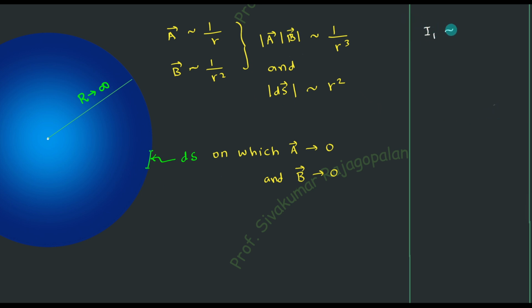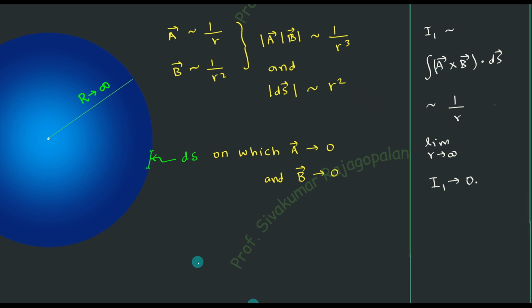I1 is the integral of A cross B dot ds. The entire product will go like 1 over r. You know how the 1 over r has come? You are multiplying these two: 1 by r cube multiplied by r square, then 1 by r will come. Now you take the limit. In the limit of r tends to infinity, the integral goes to 0. So the reasoning and explanation is very similar.